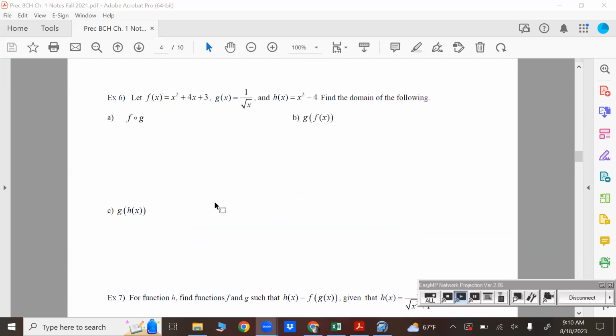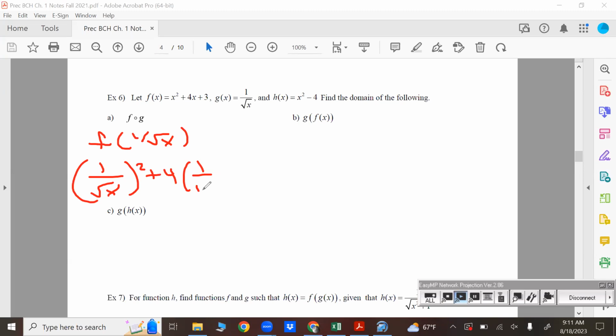All right, example 6. For f of g, I think you guys get the point now. You're doing f of 1 over root x. So it's 1 over root x, squared, plus 4 times 1 over root x, plus 3. I do prefer if you clean it up. It would be nice to clean it up if you can, and I didn't give myself enough space. That's okay. So 1 over x plus 4 over root x plus 3.